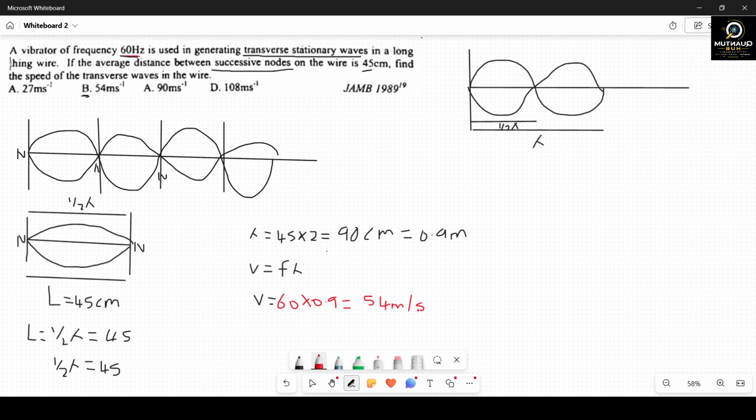You need to understand some basic concepts: the waveform, what two successive nodes mean, and what we know about transverse stationary waves. In a couple of videos that I'll be doing, I'll explain the different types of waves and the application of waves and all that. So this is how you solve this question. Thank you.